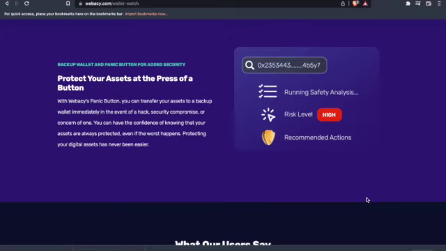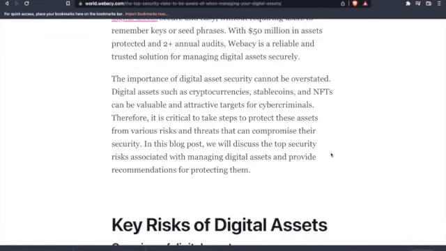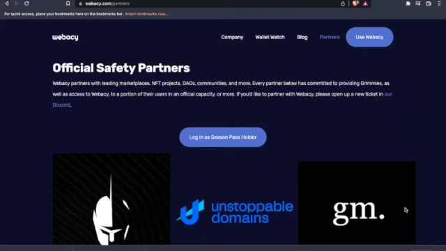Now, ladies and gentlemen, I don't think you need an explanation on how important this is. And so as you can see here in their blog, they state the importance of digital asset security cannot be overstated. Digital assets such as cryptocurrencies, stablecoins, and NFTs can be valuable and attractive targets for cyber criminals. Therefore, it is critical to take steps to protect these assets from various risks and threats that can compromise their security. And so after heading on over to the official safety partners, at the top we have Unstoppable Domains. Webacy partners with leading marketplaces. You're talking NFT projects, DAOs, communities, and more.